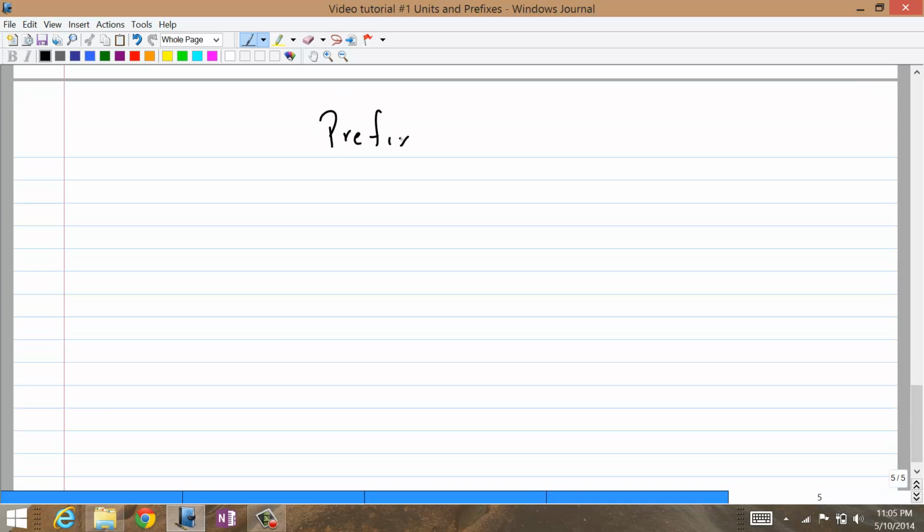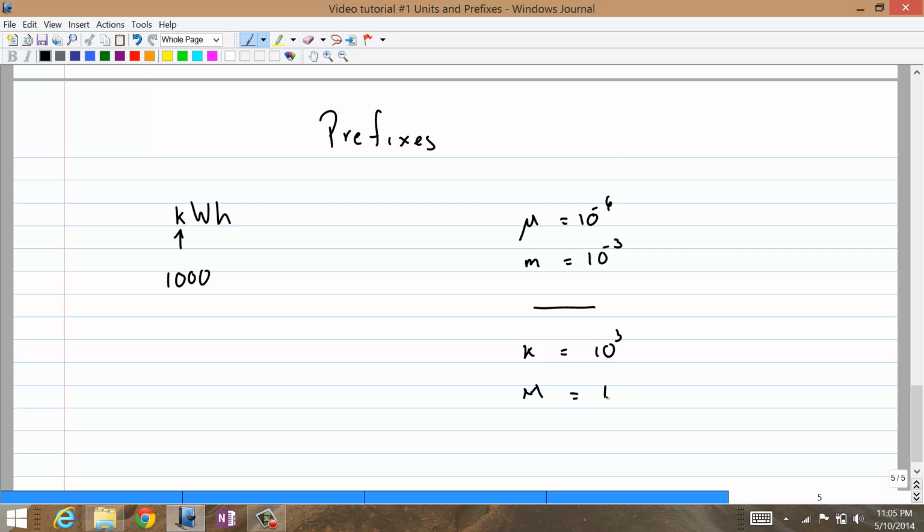If we look at the basic unit, the kilowatt hour, this kilo right here stands for 1000, meaning it's 1000 watts. So we have the most common ones. We have micro, which is 10 to the minus 6. We have milli, which is 10 to the minus 3. Then we have the base one, which is just watt. Then we have kilo, which is 10 to the 3. We have mega, which is 10 to the 6. We have giga, which is 10 to the 9.